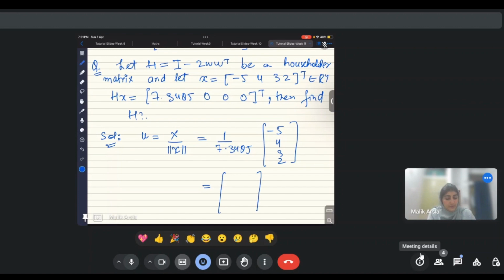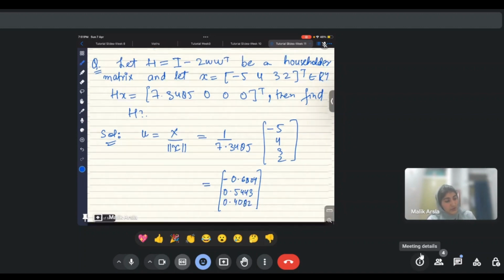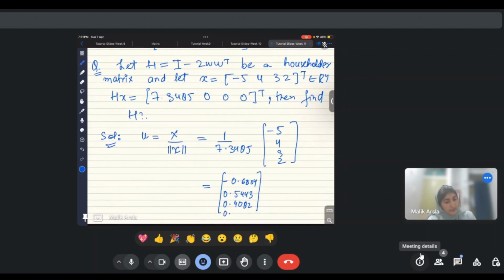What is the value of u? 5 divided by 7.3485 will be minus 0.6804. The second value is 4 divided by 7.3485. What is it coming out to be? 0.5443, right? Third one will be 0.4082. What is the last one? 0.2721.